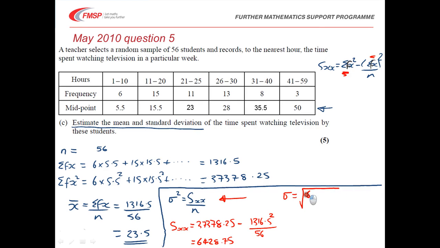So now we can use this formula, and of course we can square root this to get sigma. So that's going to be 6428.75 divided by 56 square rooted, and that's going to give me an answer of 10.7.